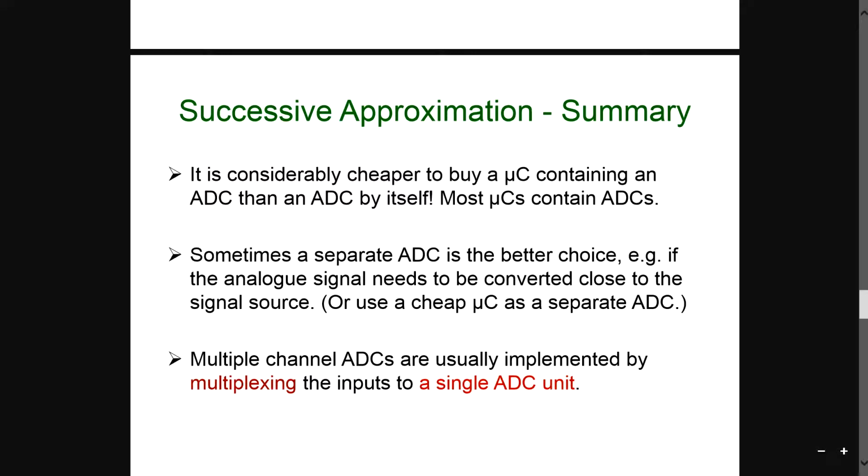Also, it is always cheaper to buy a microcontroller that contains an ADC rather than to go and buy another ADC by yourself, because most microcontrollers contain an ADC. But sometimes having a separate ADC is a better choice, if you need to convert an analog signal close to the signal source. If you want better accuracy, you can use a separate ADC.